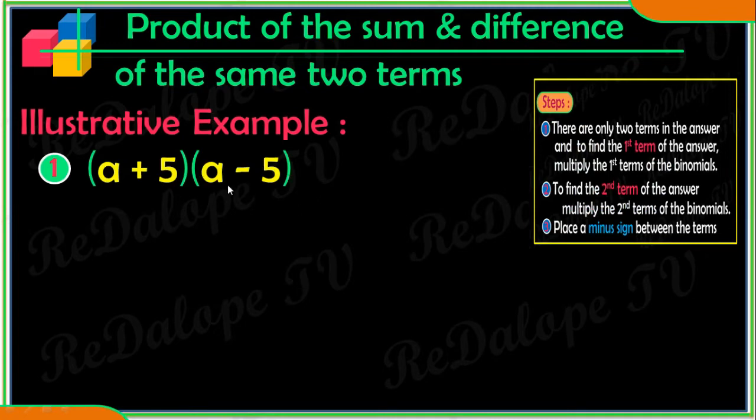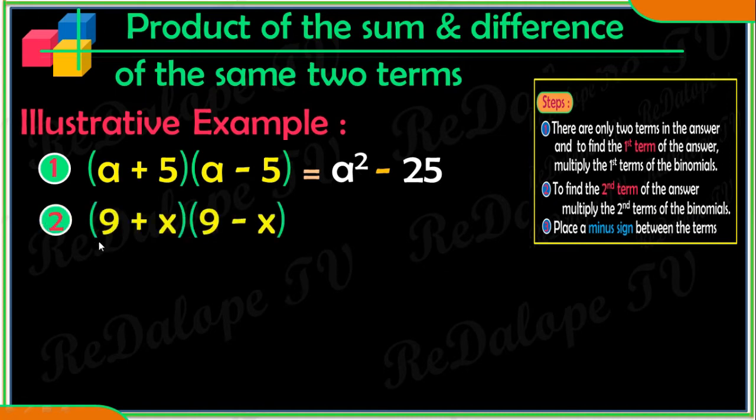So this is the first term. So we will multiply the first term to get the first term of the answer. So we have a squared and then 5 by negative 5, so that is negative 25. So we have the negative here.